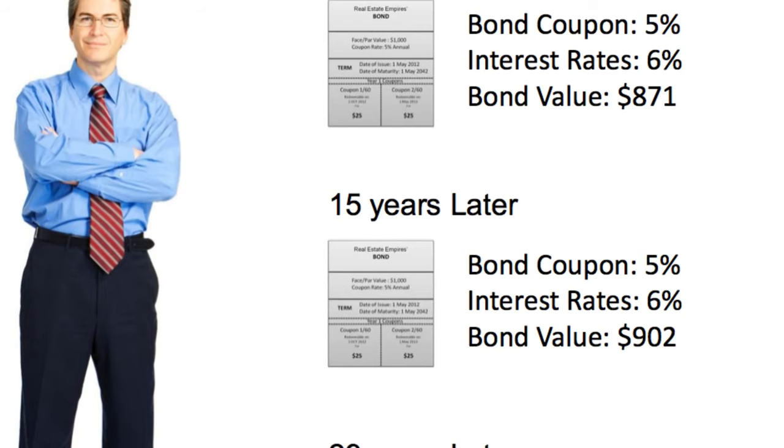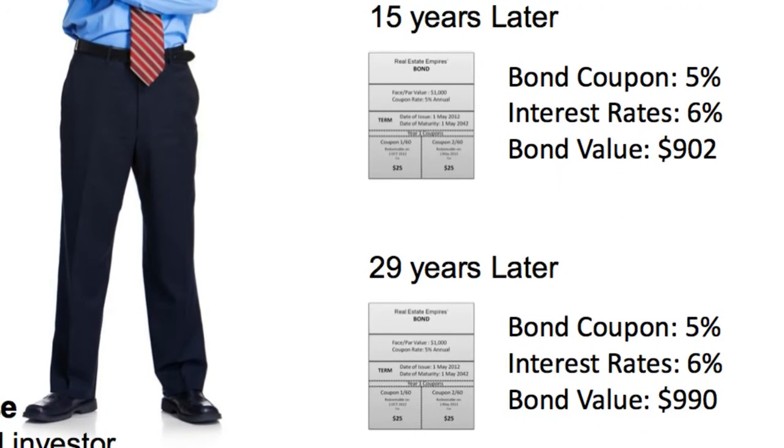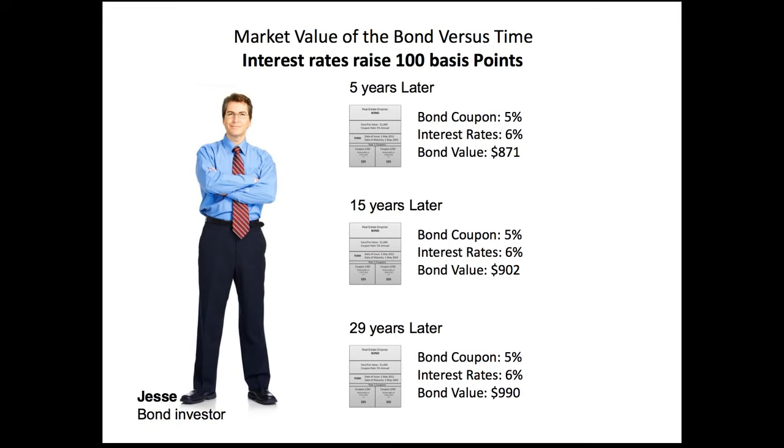So let's go ahead and look at if he was going to sell this bond at 29 years, meaning there's only 1 year left on the bond before it matures. And let's look at what would happen if those interest rates stayed exactly the same. So his coupon is never going to change. That's the 5%, and interest rates are at 6%. We're going to assume the interest rates didn't change. They're still at 6%. But look at his bond value. It's $990 now.